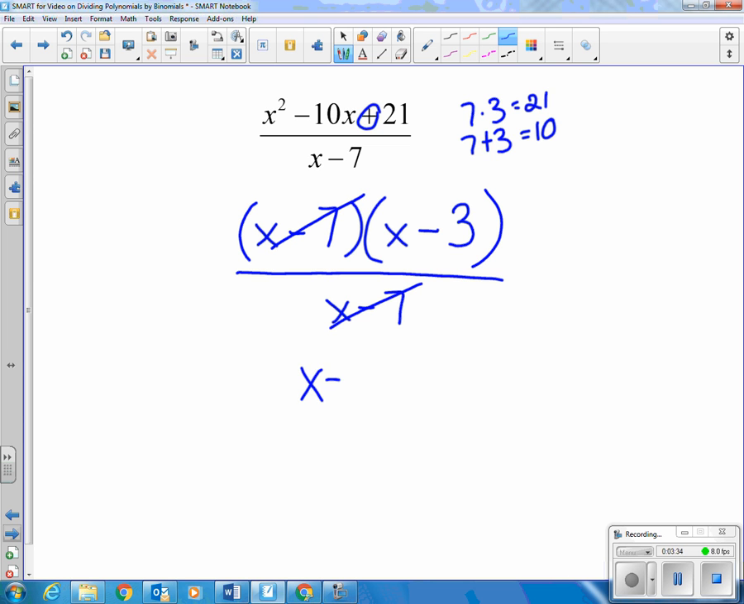So I'm left with x minus 3. This is my answer. That's my quotient because I was dividing.